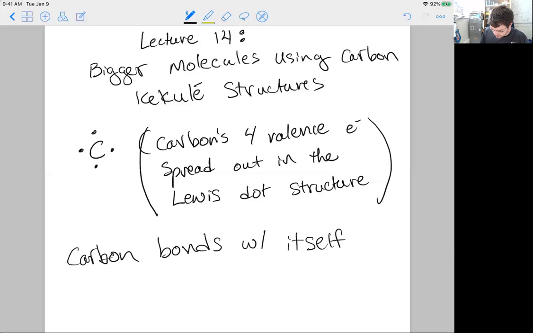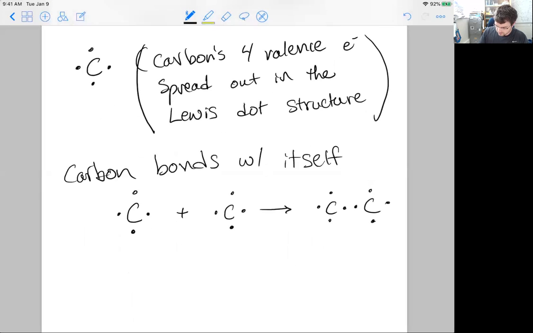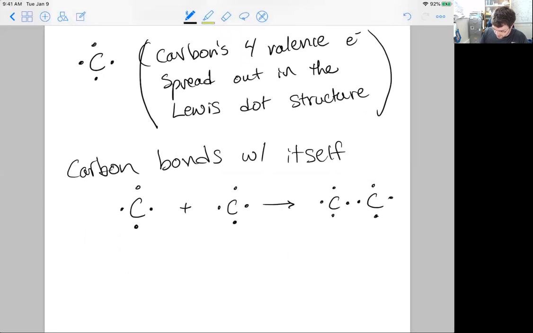Okay, so what that means is if you take a carbon atom and you react it with another carbon atom, you can form a covalent bond. You can have the carbon held together where 2 of the electrons are shared between the 2 carbon atoms. That would be a single bond, implying that we have a single covalent bond.